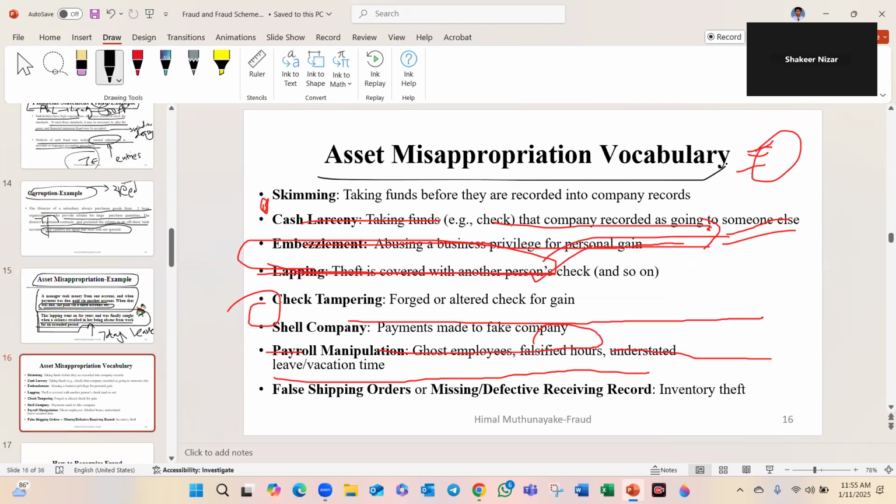Asset misappropriation vocabulary. Read this.